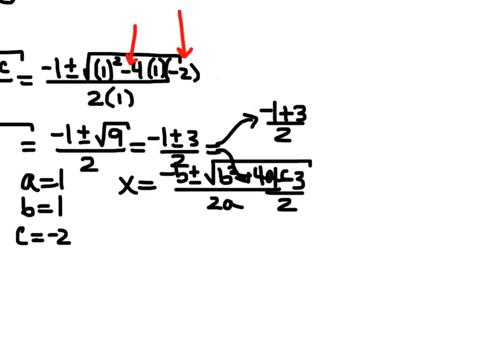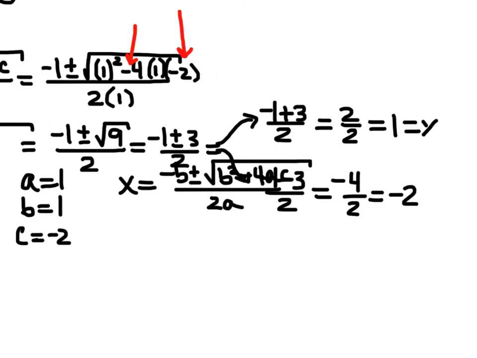All right, and you evaluate them both. So negative 1 plus 3 is 2 over 2. So we get a 1 here. And negative 1 minus 3 is minus 4 over 2. So I get a negative 2. Okay, so these are my two solutions, x equal to 1 and x equal to minus 2.